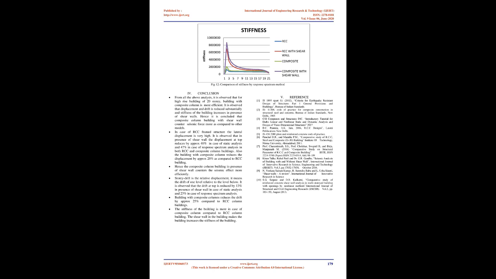The stiffness of the building is more in case of composite column compared to RCC column building. The shear wall in the building increases the stiffness of the building.